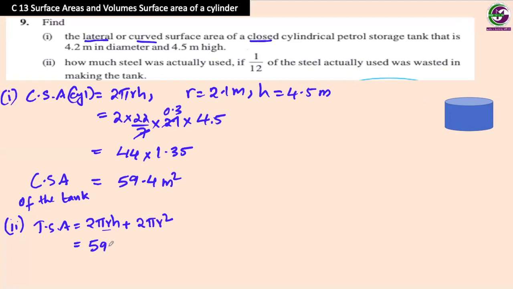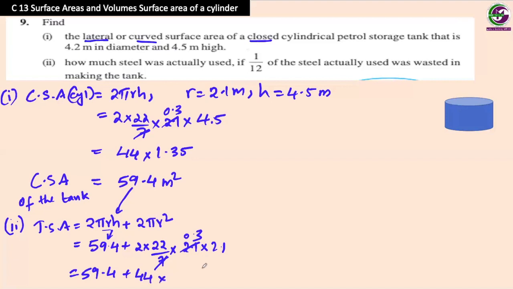So which is 59.4, this is from here, plus 2 times pi r square, 22 by 7 times radius is 2.1. But remember square. So 0.3, which is equal to 59.4 plus 44 times 0.63. 87.12 meter square is the total surface area.